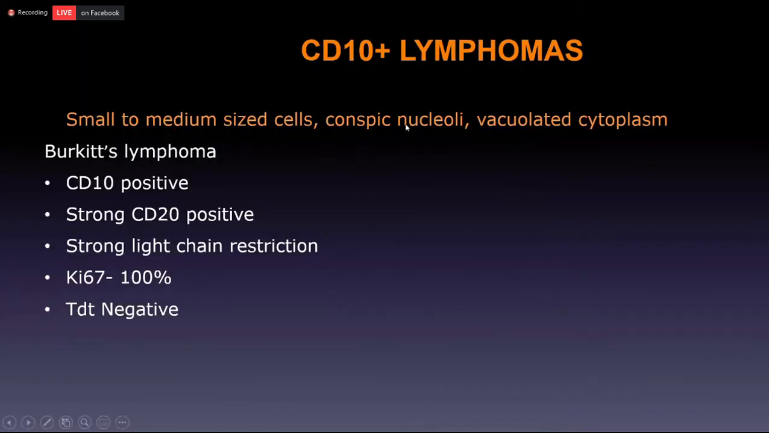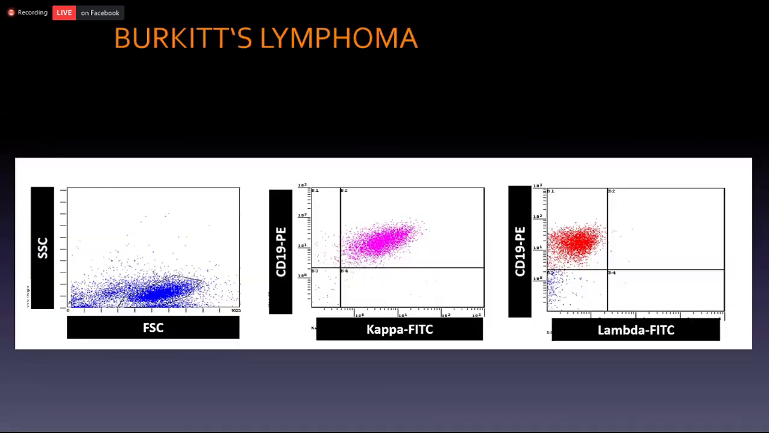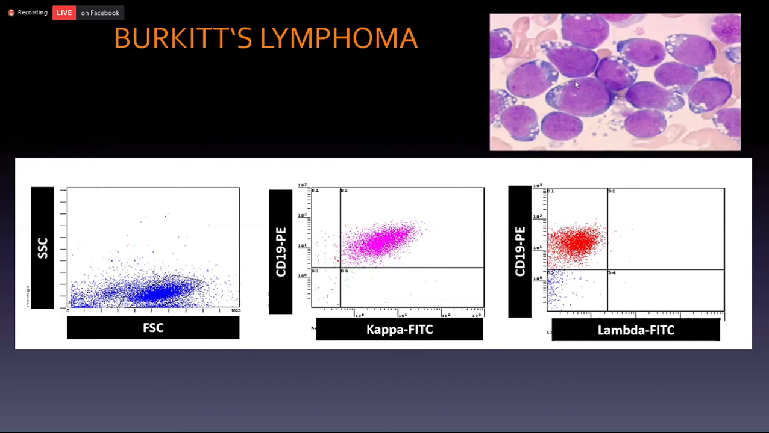Another CD10 positive lymphoma is Burkitt's. Again, small to medium sized cells, conspicuous nucleoli, and vacuolated cytoplasm. CD10 is strongly positive, CD20 strongly positive, with light chain restriction. And if you have bone marrow, fine, you can do Ki-67, it will show 100% nuclear staining. In contrast to B lymphoblastic lymphoma, they are TdT negative and CD34 negative. So this is how the clinical history, the morphology, and the phenotype make the diagnosis clearer.